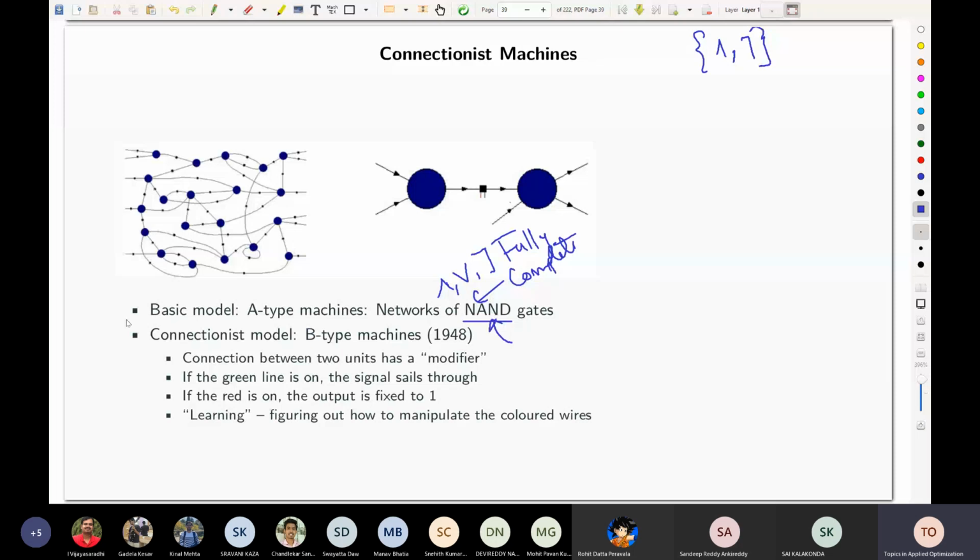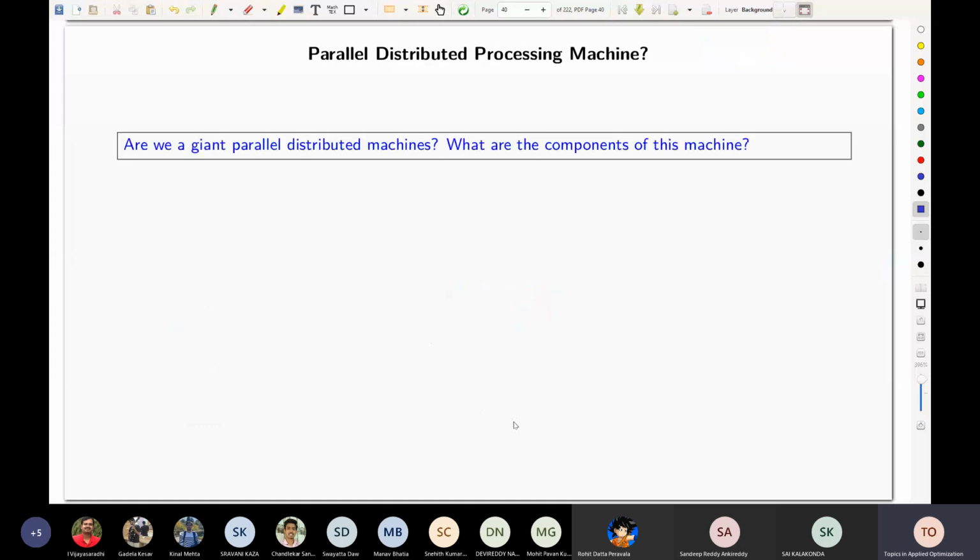And connectionist models, we can think of these as B-type machines proposed in 1948, and the connection between two units has a modifier. If the green light is on, the signal passes through. If the red light is on, the output is fixed to 1. The figuring out how to manage the colored wires. Okay, so let us look into this.